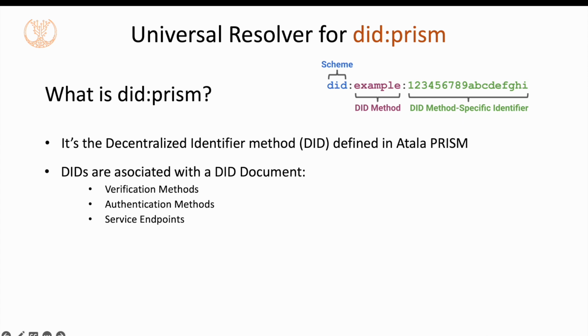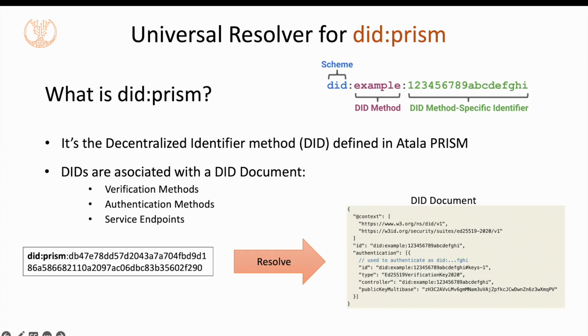DIDs are associated with a DID document. The document is the place where we store verification and authentication methods. Those are the public keys of the owner of the DID. Also, it's the place to store other information such as an endpoint. The process of getting a DID document out of the DID is called resolution. So we say that we resolve a DID into a DID document.